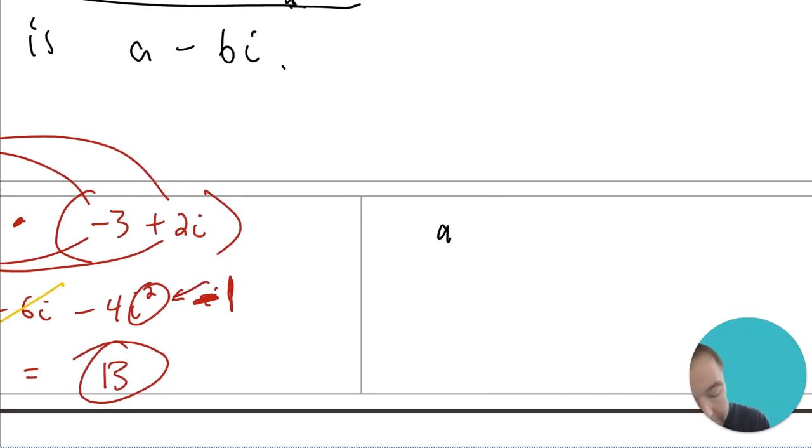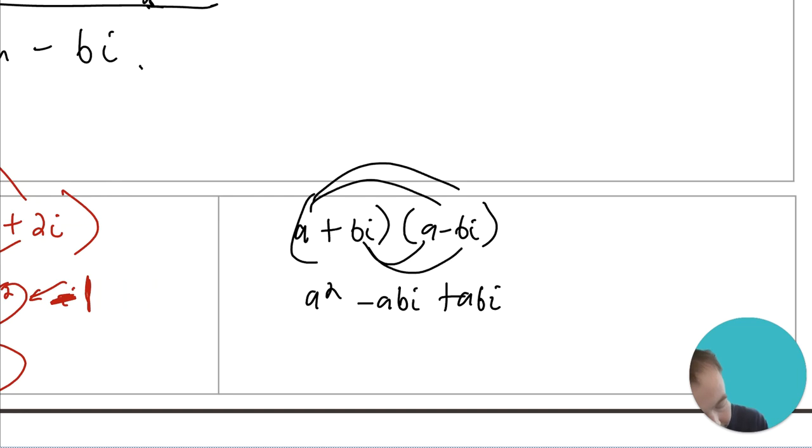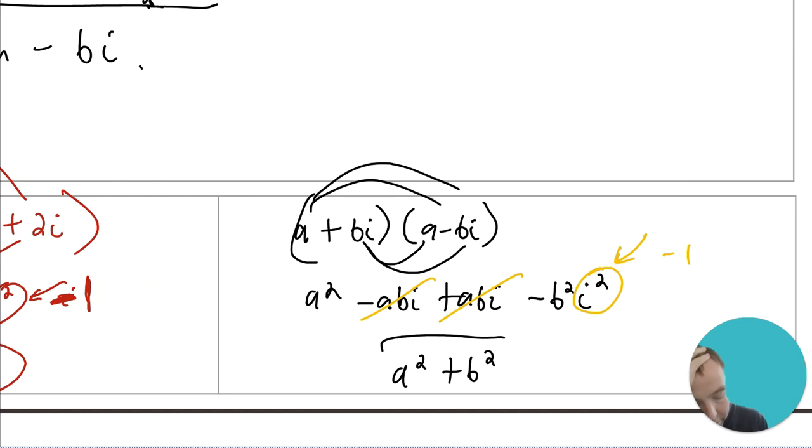So we could generalize that and say that if you have a plus bi multiplied by a minus bi, it always turns out super nice, because you'll get a squared, and then minus abi, and then plus abi, and then minus b squared i squared. But then these are going to cancel out. And if you replace that i squared with a negative 1, you end up adding. So when you multiply two conjugates, it's actually the sum of the squares of the coefficients a and b.